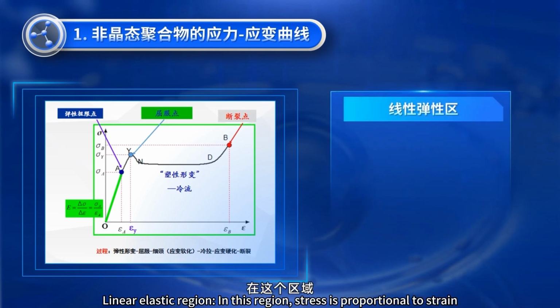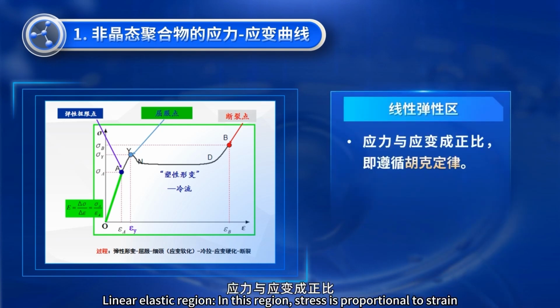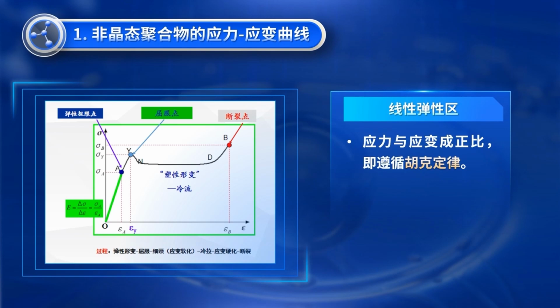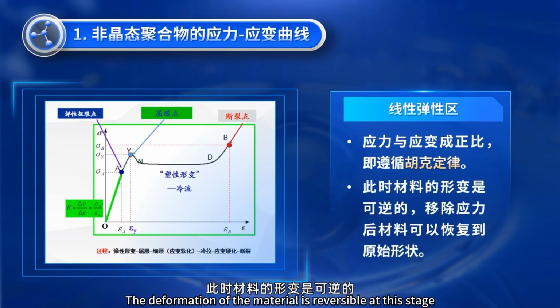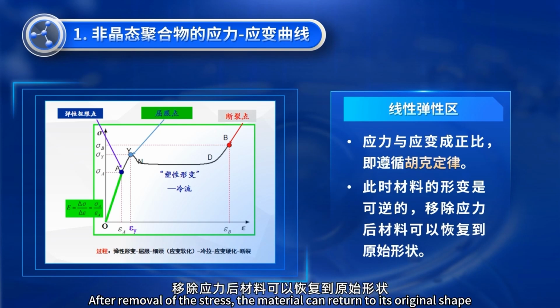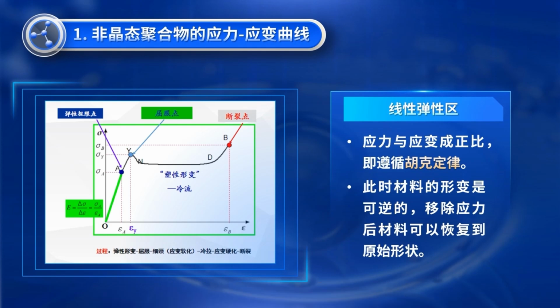Linear elastic region. In this region, stress is proportional to strain. That is, it follows Hooke's law. The deformation of the material is reversible at this stage. After removal of the stress, the material can return to its original shape.